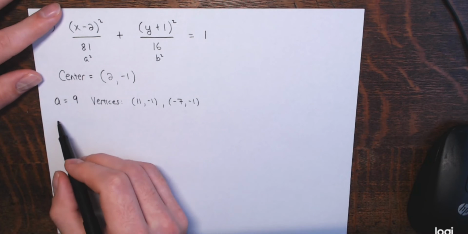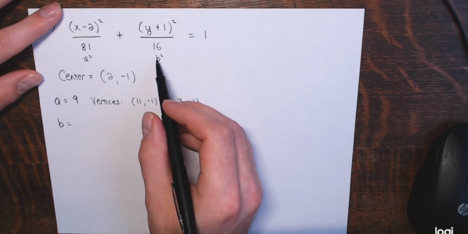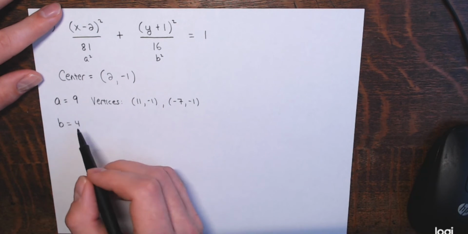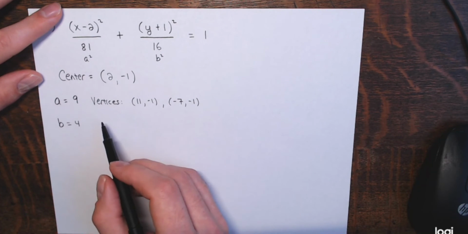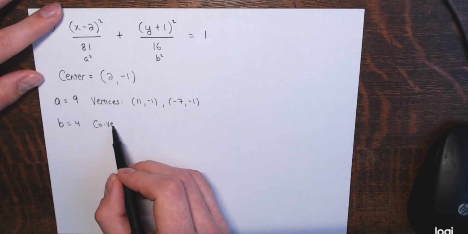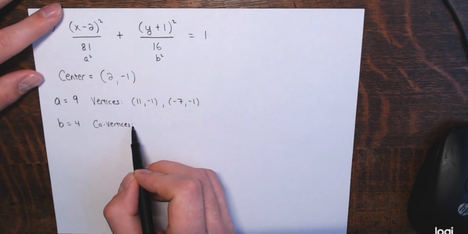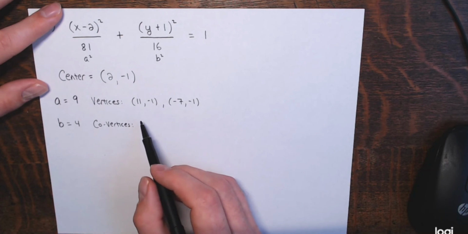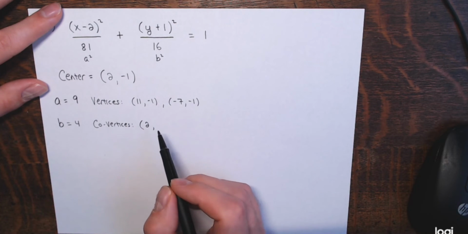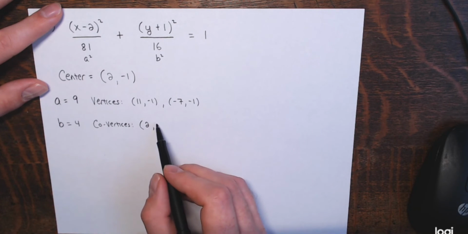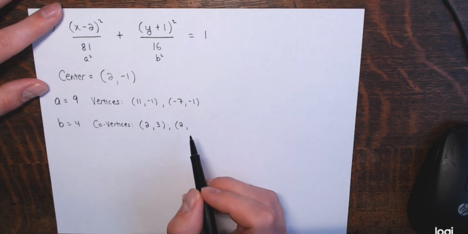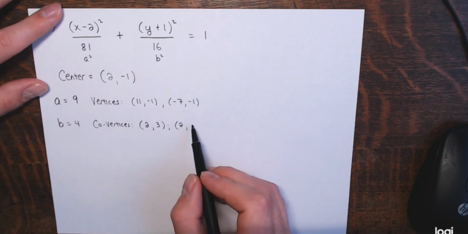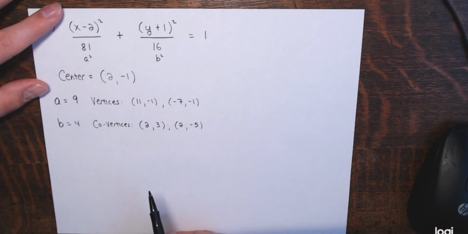And then b would be 4, the square root of 16, and that's under the y, so I'm going to add and subtract 4 to the y coordinate of the center for the co-vertices. So same x coordinate, and I'm just adding 4, negative 1 plus 4 is 3, so 2, 3 is a co-vertex. And then again, same x coordinate 2, and then negative 1 minus 4 is negative 5, so 2, negative 5 would be another point on the ellipse, another co-vertex.